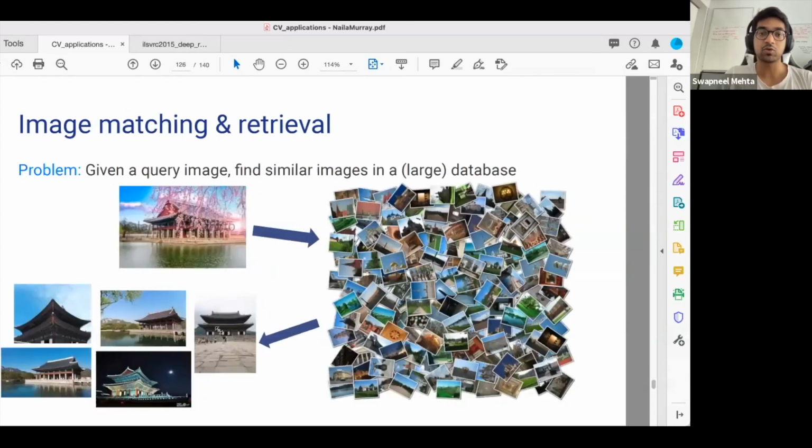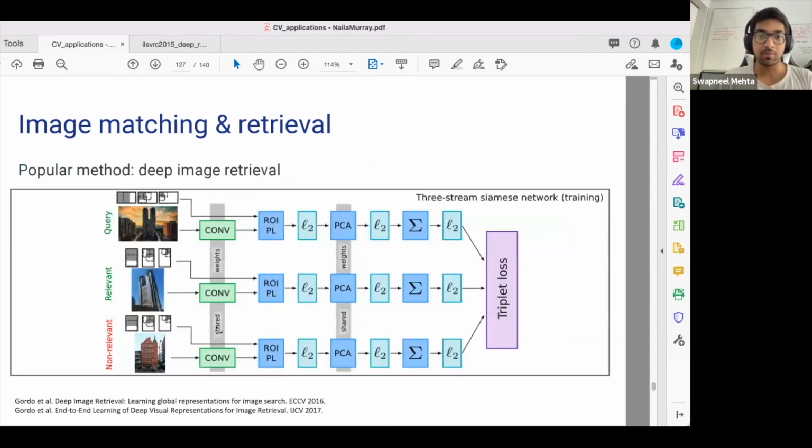Anyway, getting to more applications, there is image matching and retrieval, where given a query image, you want to find similar images in a large database. This is how Google image search likely works. There is another popular method. There is a popular method that is used for deep image retrieval. What you want to take away is the intuition for this loss function.